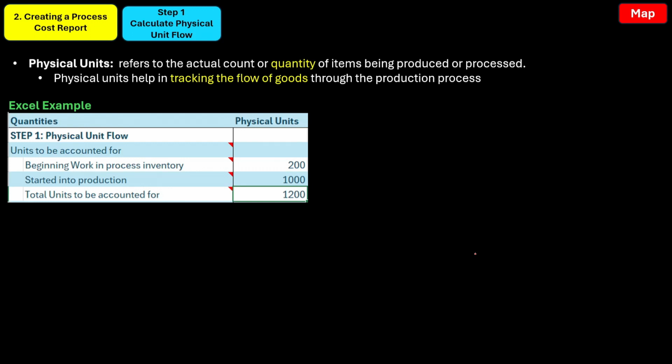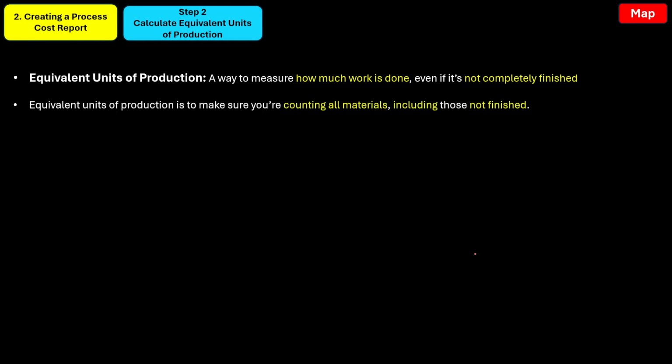So let's look at our first Excel example. So step 2, calculate equivalent units of production. Equivalent units of production is a way to measure how much work is done even if it's not completely finished. Equivalent units of production is to make sure you're counting all materials, including those not finished, because at the end of a period, at the end of a month, let's say, it's not guaranteed that we finish every single unit that is produced or is in the process of being produced.